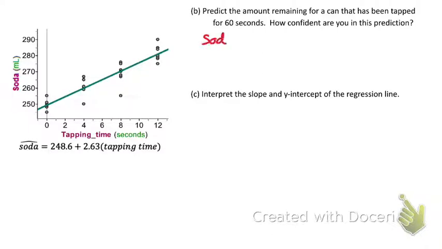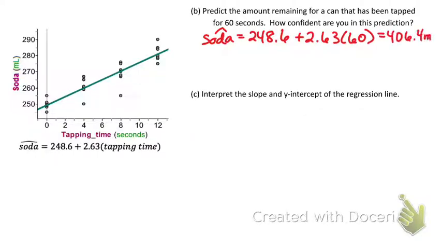Soda hat equals 248.6 plus 2.63 times 60. 406.4. Wow, okay then. We got an answer already. 406.4 milliliters. How confident are you guys in that prediction? Very confident, right? We did the same thing for this that we did for the 10 seconds of tapping, right?